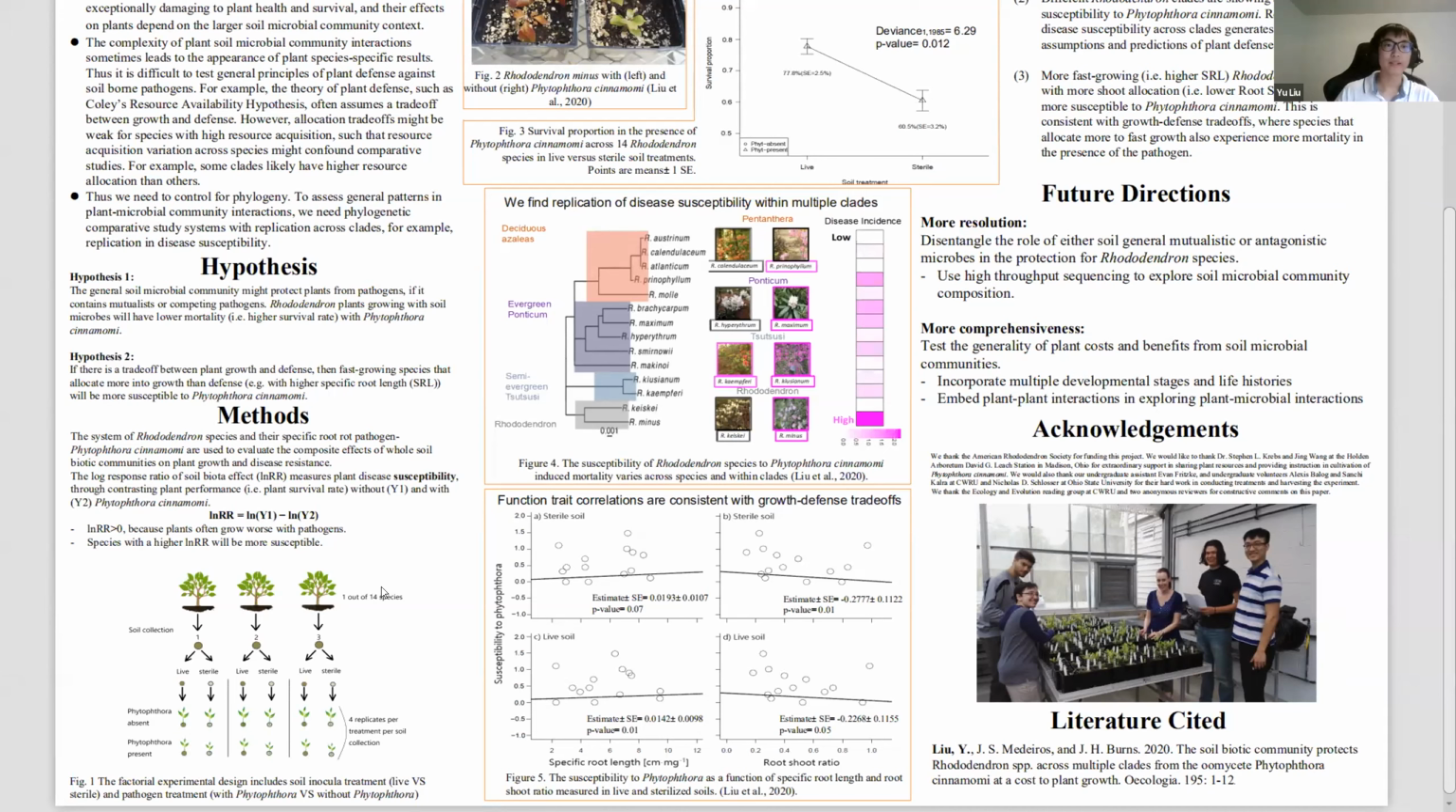And we use the log response ratio to calculate the plant disease susceptibility. This is the formula. The log response ratio is equal to the plant performance without the pathogens minus the performance with the pathogens. So the log response ratio is often positive because plants often grow worse with the pathogen. And the rhododendron species with a higher log response ratio will be more susceptible.